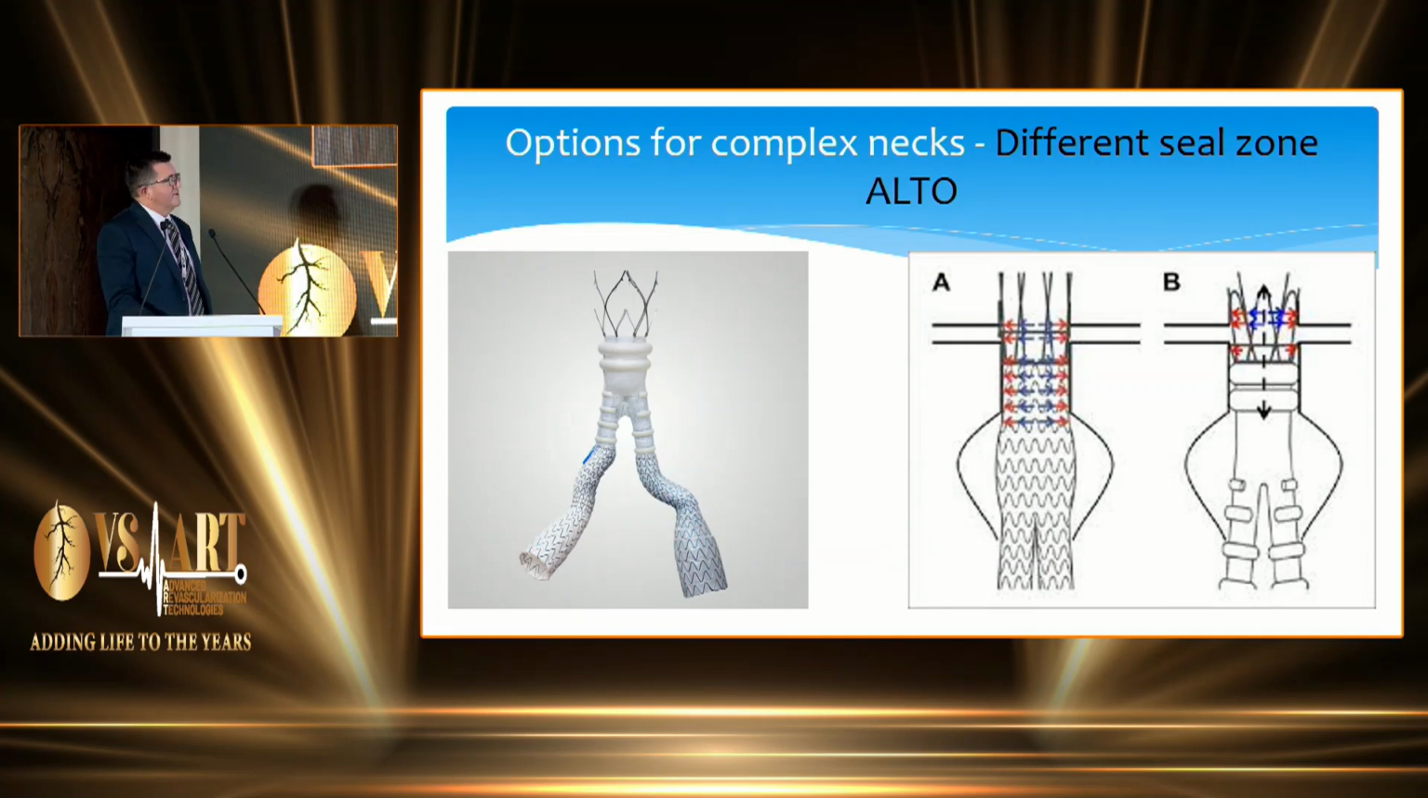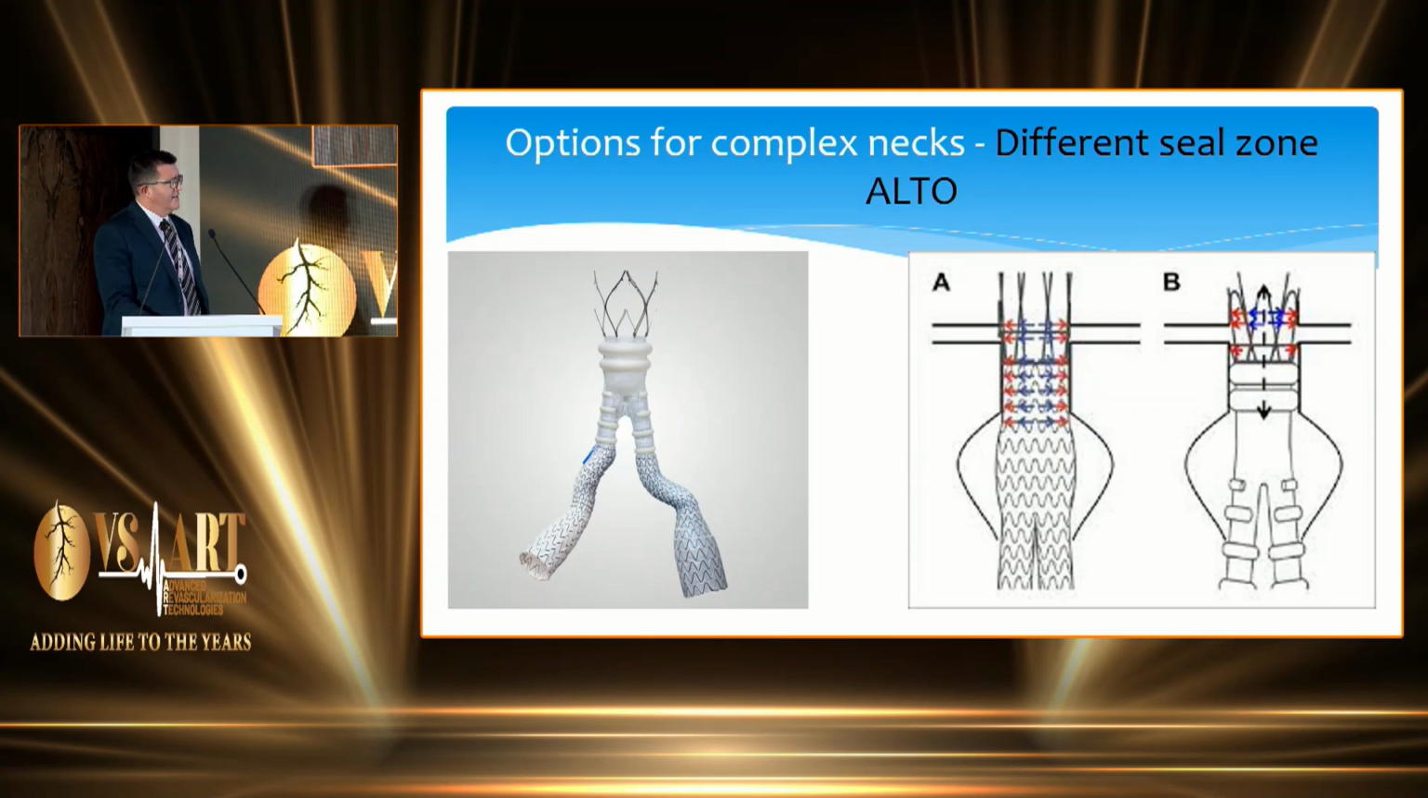But another option that we can use is changing the graft type. So if we look at this device, the Alto device, we know that there are some issues now with the radial force creating long-term problems with necks, especially when they are diseased and short, with heavy thrombus in them. They're diseased necks, and they can cause dilatation over time, especially sometimes when you get type 2 endoleaks or endoleaks that you can't see and there's no sac regression.